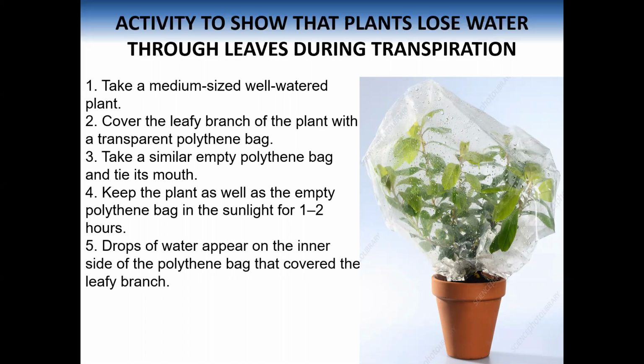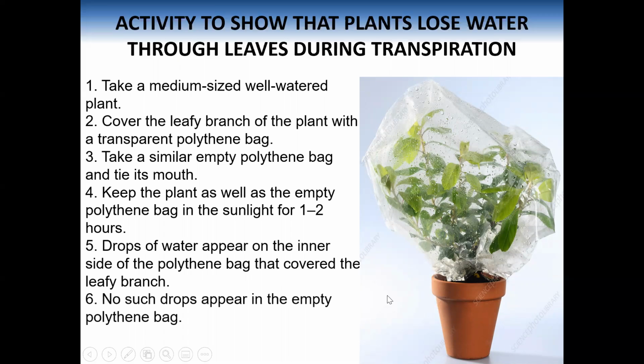Drops of water appear on the inner side of the polythene bag that covered the leafy branch. No such drops appear in the empty polythene bag because there is no plant inside, and the process of transpiration will not occur, and definitely the leaves will not release water in the form of water vapor. So this activity proves that leaves undergo the process of transpiration.